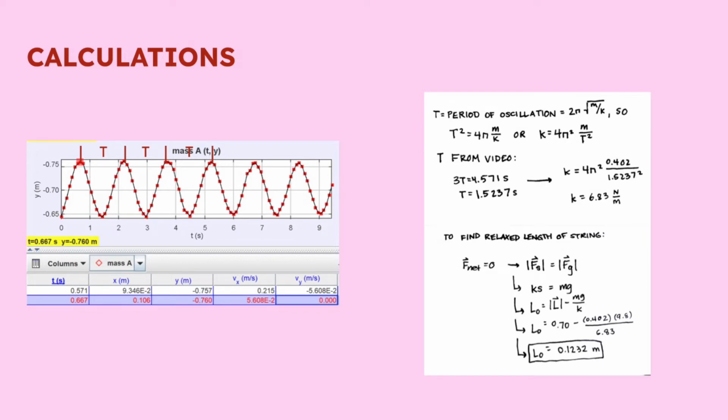computational model. First, I had to calculate the period of oscillation for the y direction. I did so by dividing the amount of time it took to complete 3 total oscillations by 3, which came out to be 1.5237 seconds. This value was then used to calculate the spring stiffness K, which ended up being 6.83 newtons per meter. Using this value and the stretched length of the spring, I was able to determine the relaxed length of the spring to be 0.1232 meters. This value will be utilized in the computational model.